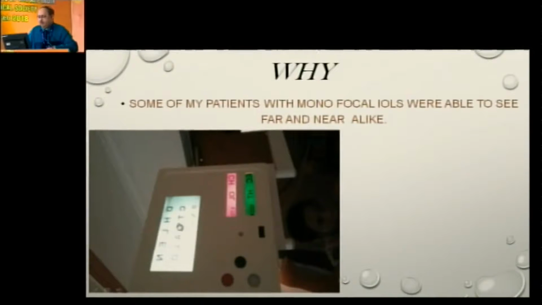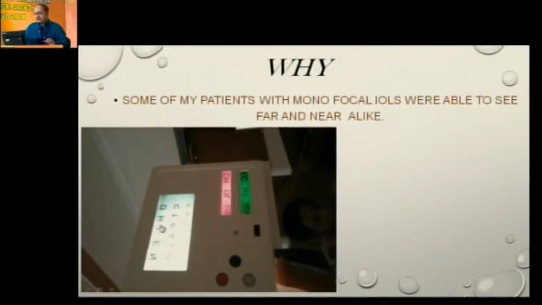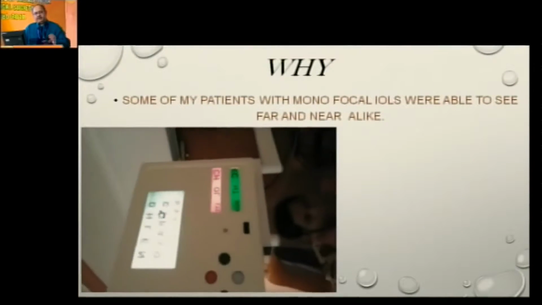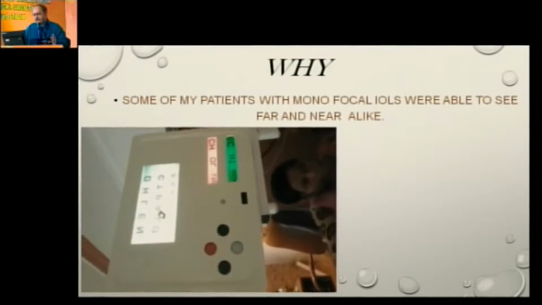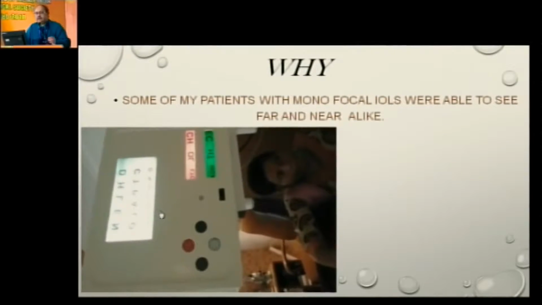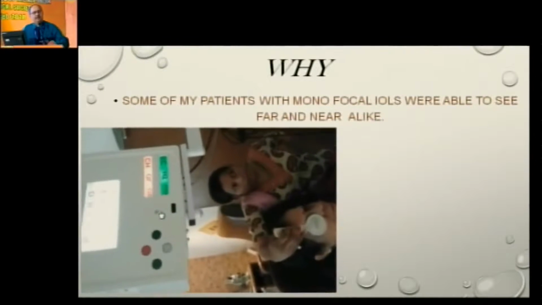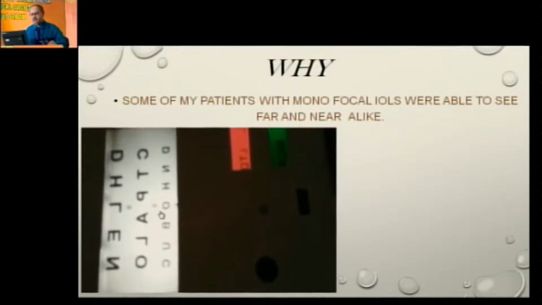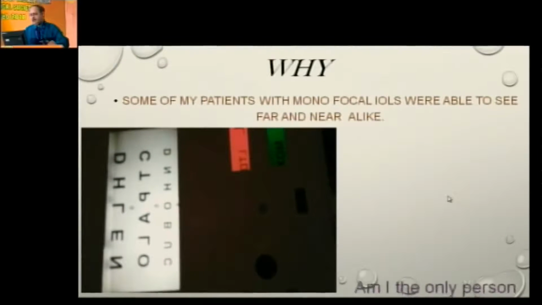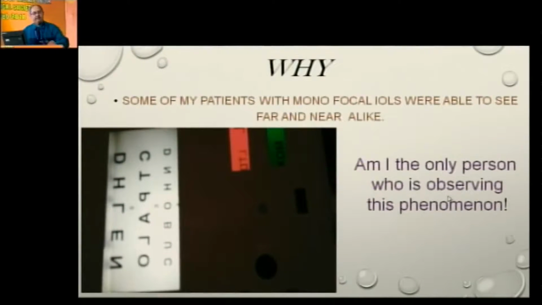So, where this question came from: some of my cataract surgery patients, after receiving a monofocal lens, were able to read distance and near alike. So I asked the audience, am I the only person who is observing this phenomenon? Many people from the audience said no, they were also seeing it. And that's how I started looking into the project of pseudo-accommodation.